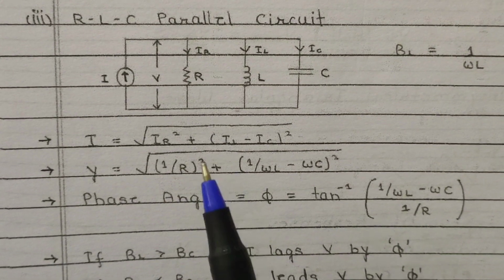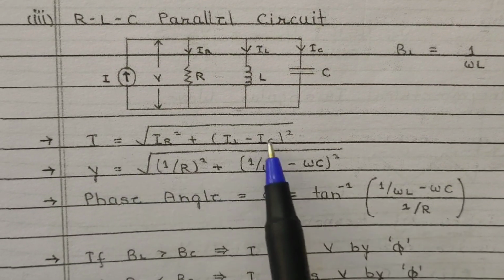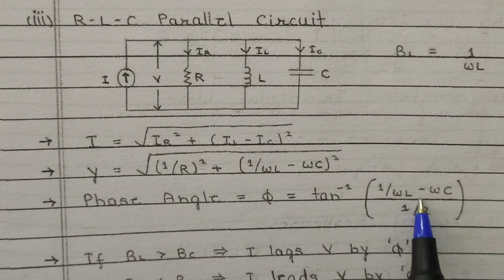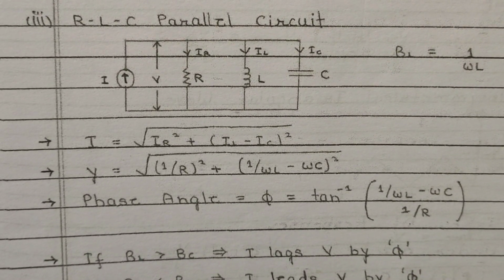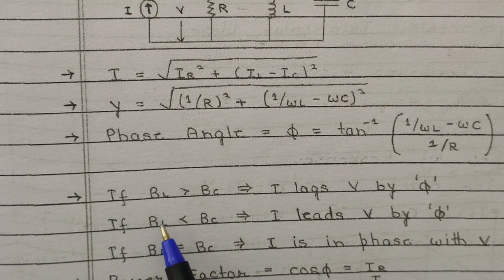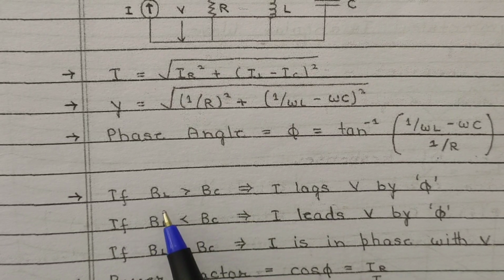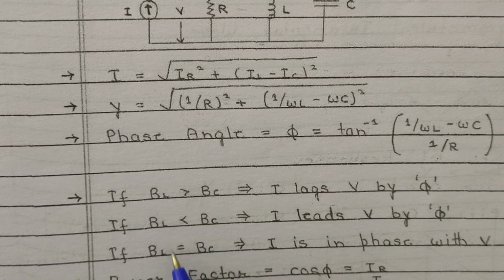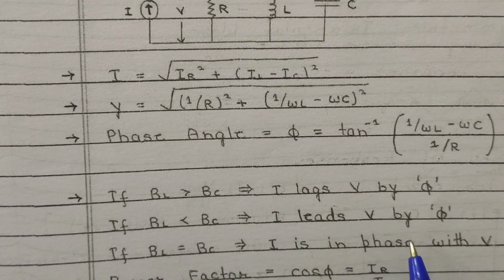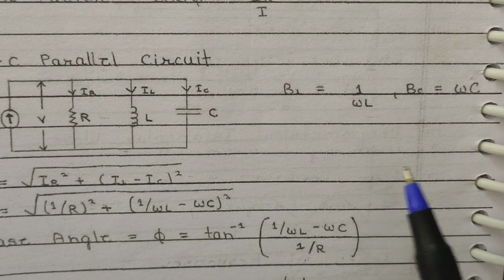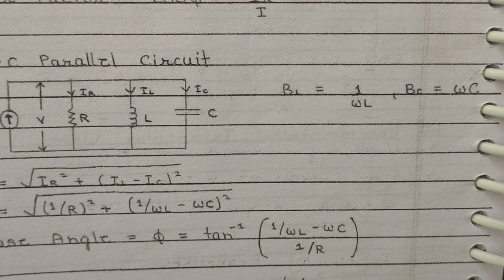Combination of an RLC parallel circuit, same equations: (IL minus IC), (XL minus XC) whole square. Phi is equal to tan inverse of imaginary part by real part. Here, as in the series circuit, XL is replaced by BL, XC is replaced by BC. If BL is greater than BC, I lags V by phi. If BL is less than BC, I leads V by phi. If BL is equal to BC, I is in phase with V. Cos phi is IR by I, where BL is 1 by omega L, BC is equal to omega C, opposite of reactance.